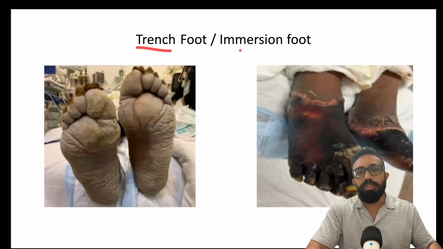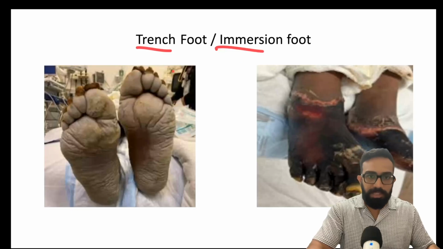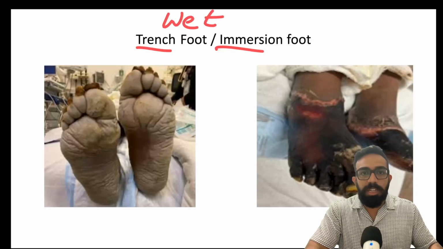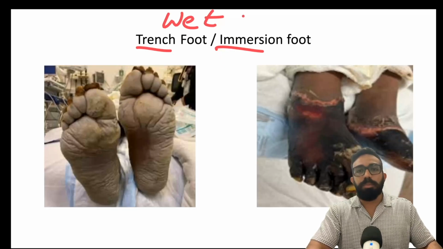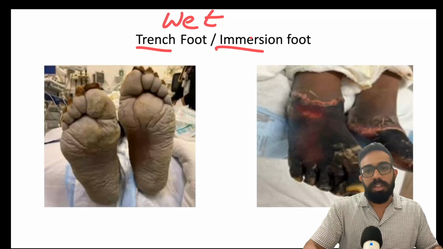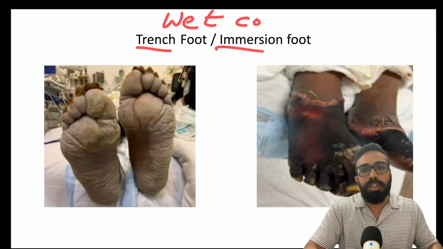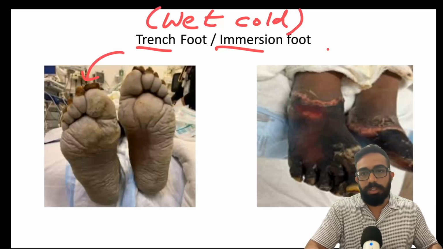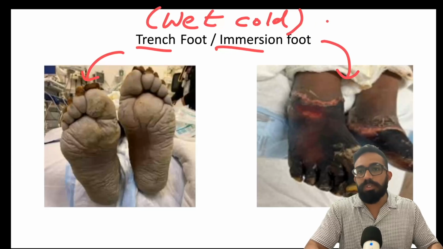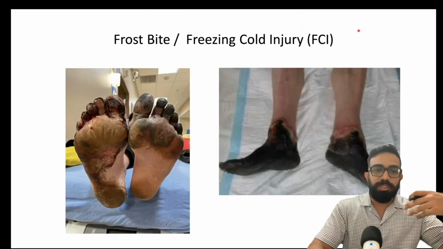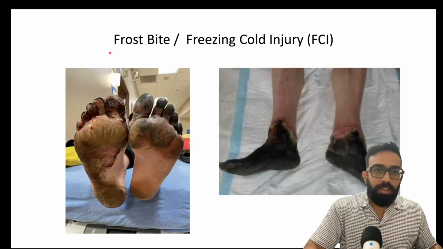Trench foot, also called immersion foot, these are the pictures, and this is due to wet cold exposure. What do I mean by wet cold? It means that if the foot stays immersed in water, that is called wet cold exposure. Whenever there is wet cold exposure, it results in trench foot, and generally the temperature of the water is not freezing cold, it is not exactly ice. Remember this.